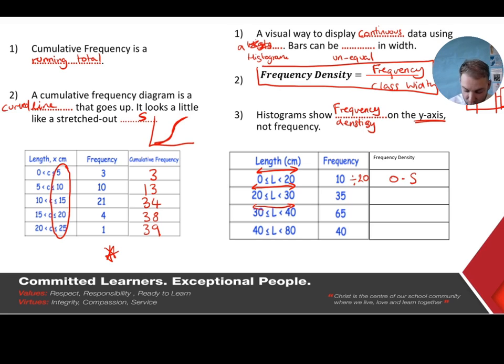The next one's going to be 35 divided by 10, because that's your class width there, which is equal to 3.5. The next one's going to be 65 divided by 10, because the width between 30 and 40 is 10. So divided by 10, which is equal to 6.5. And the last one is going to be 40 divided by the class width of this one between 40 and 80, which is 40. So it's 40 divided by 40, which is equal to 1. Okay. So that's our starting point.